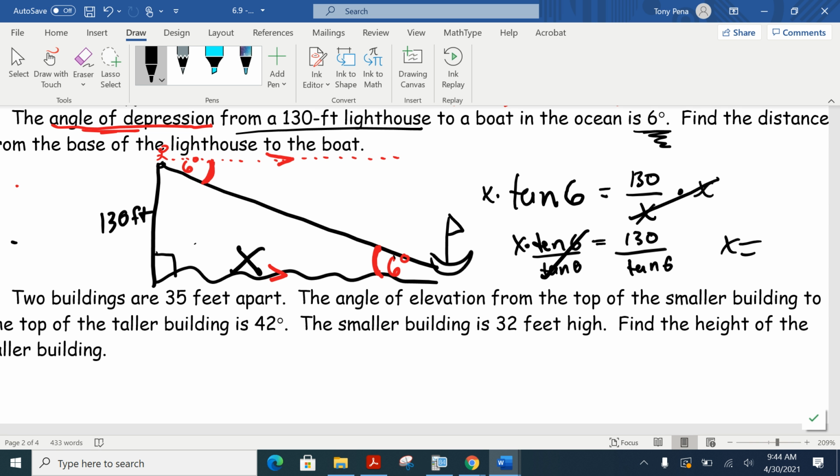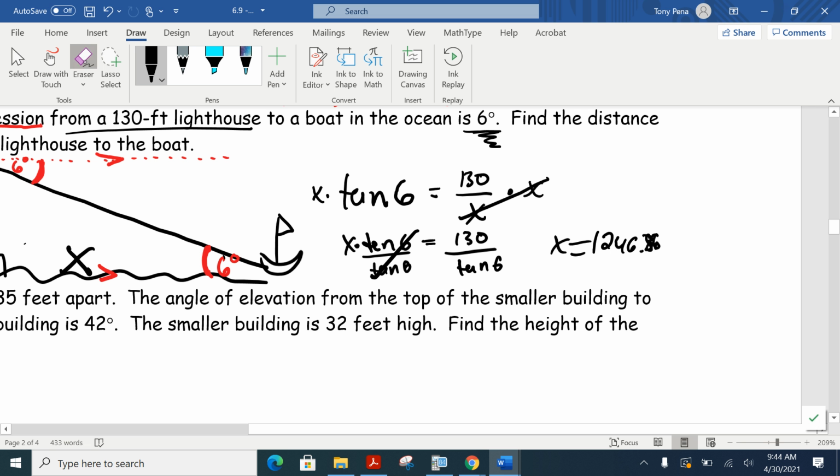Anybody got that? What do we get for this? 1,236.87? 1,246.87. I get it eventually. 1,246 point what? All right, and then that would be.